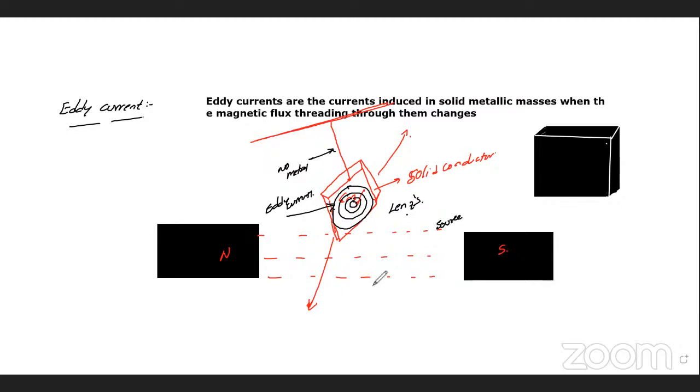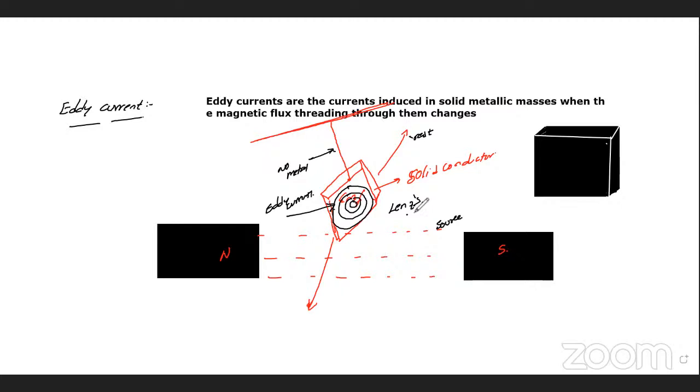It will try to oppose the source itself. The source is being opposed, so it will try to stop. So its motion will come to a rest condition, which means there is no relative motion. It will try to stop there itself. So that means it will try to oppose the flow of the path. Okay, so this is nothing but your eddy currents.